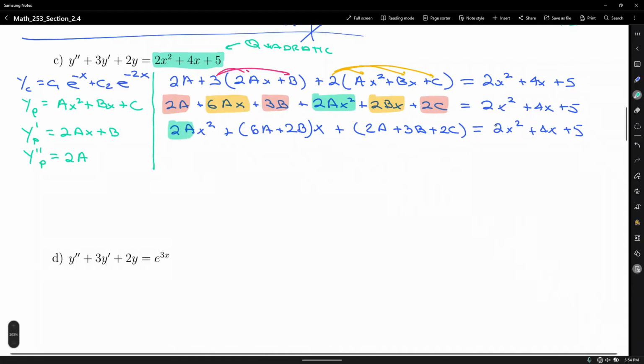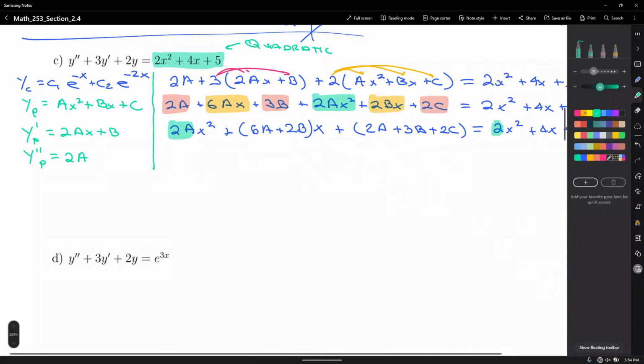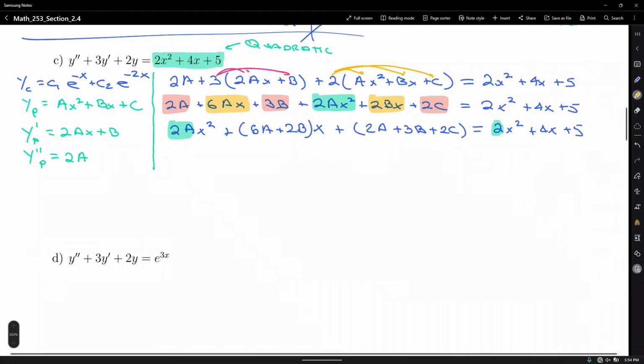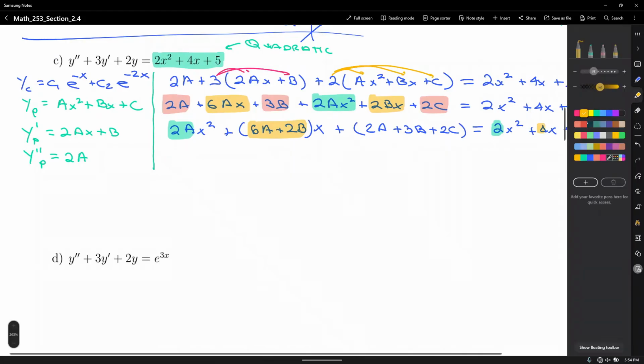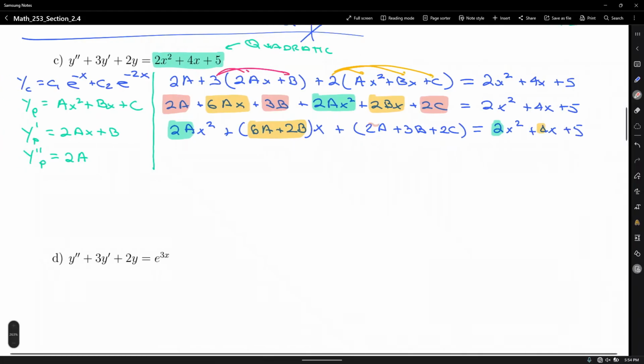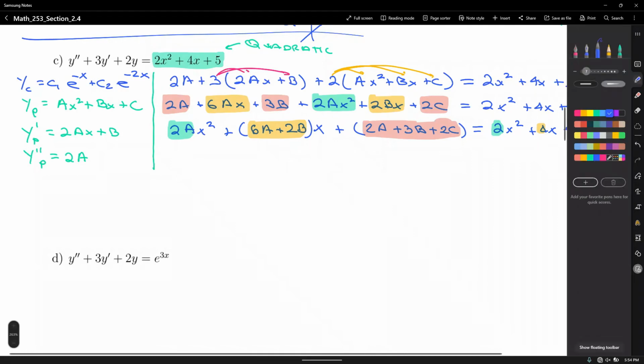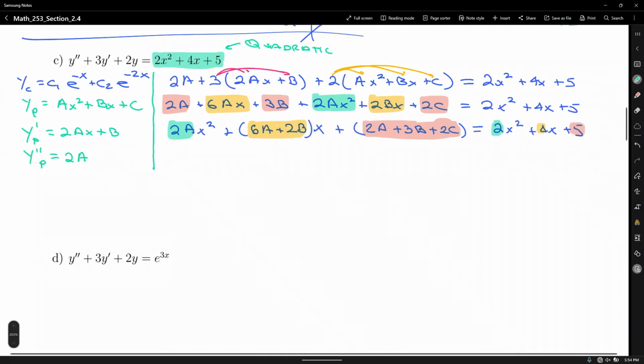Coefficient of quadratic equals coefficient of quadratic. Coefficient of linear equals coefficient of linear. Constant term equals constant term. All right? Well, let's write the system of equations this gives rise to. Number 1, 2a equals 2, and with this, a equals 1.